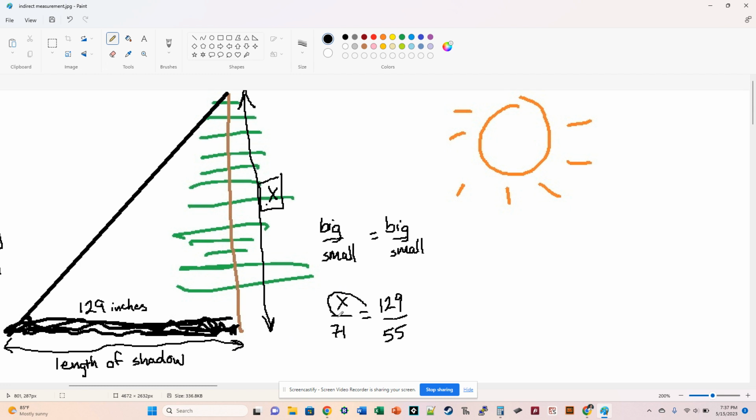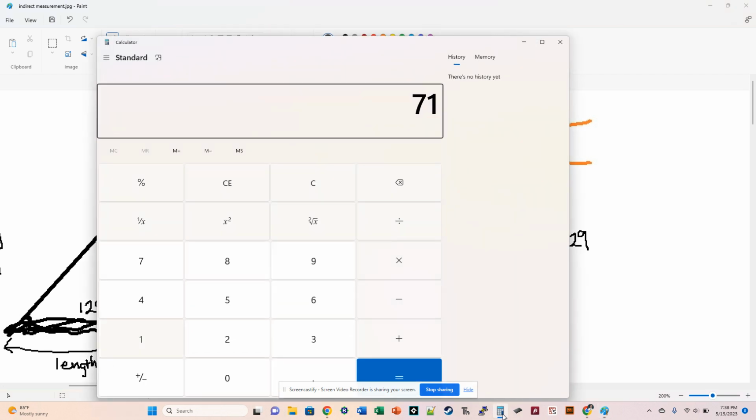We've learned how to cross multiply in class. To do so, we circle diagonally to partner up these numbers. And I'm going to go ahead and multiply these and keep an equal sign between them. So I do 55 times the x equals 71 times 129. I'm going to go ahead and pull out a calculator for that. 71 times 129, 9,159.